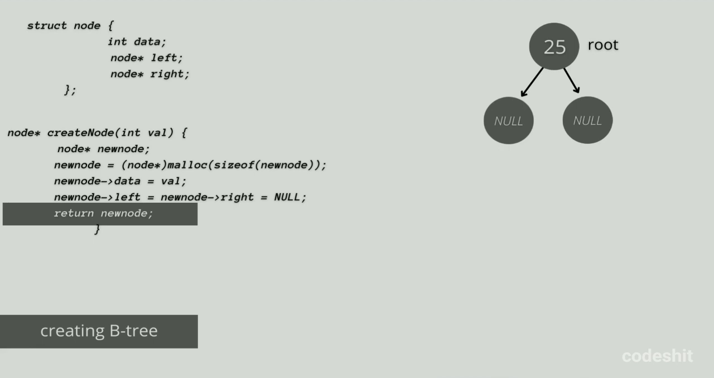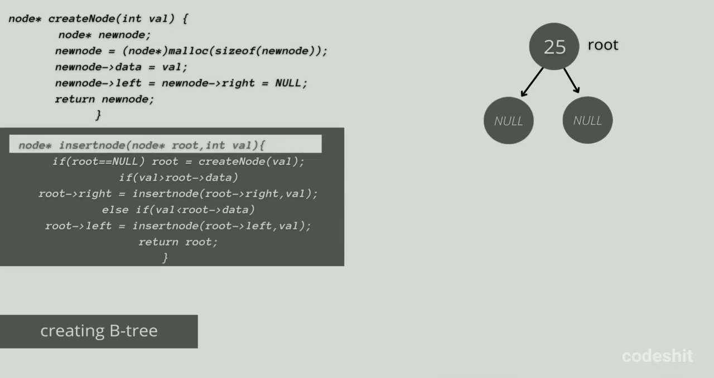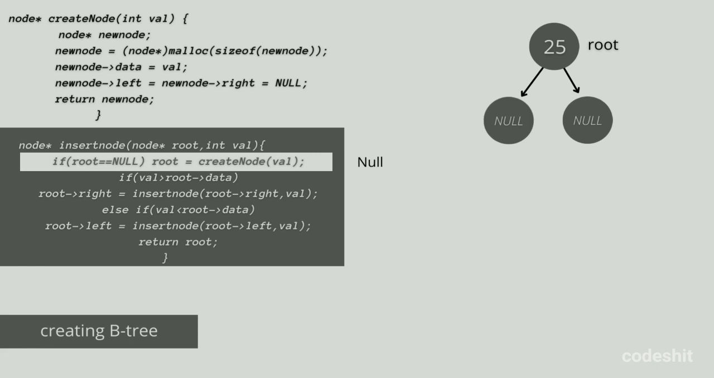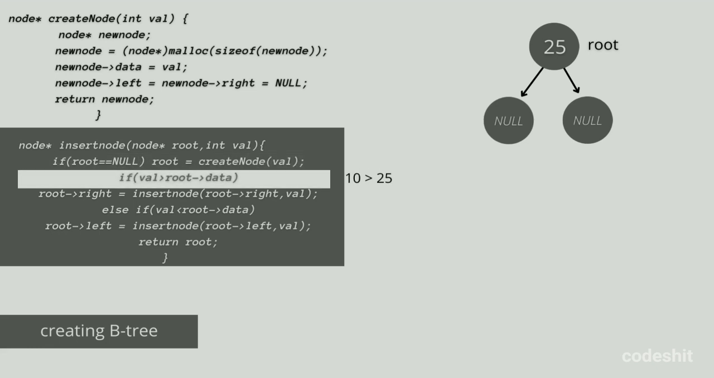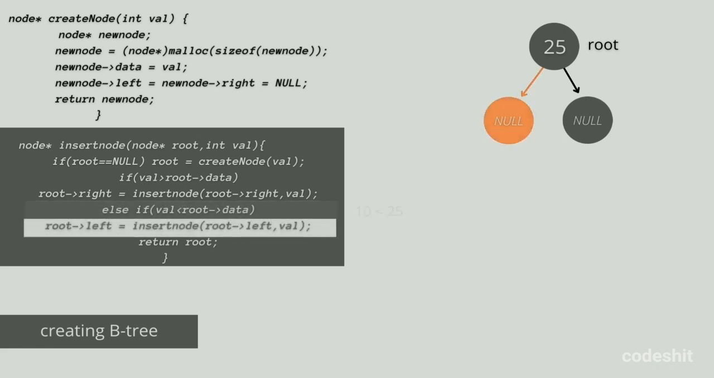In order to insert another node I use this function. It has two arguments, so I'm passing the address of this root node and some value to it. I'm going to insert another node having data value 10. First I check, is root equal to null? No, it is not equal to null, it has some address. Then switch to the next part. Is value greater than data value? No, it is not. Then switch to the else part and check, is value less than data value? Yes, it is less than data value. So go to the left part and now call this function again.